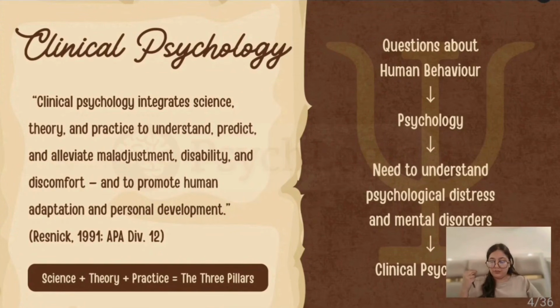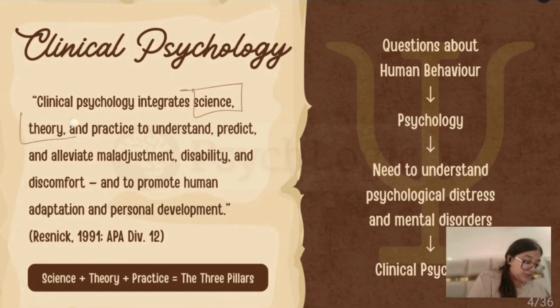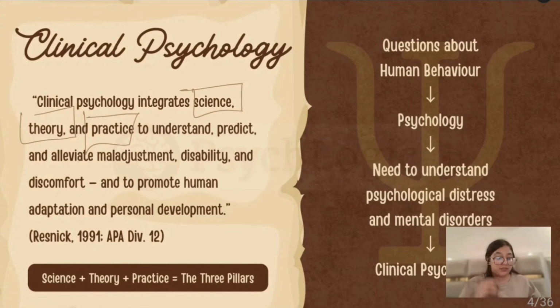So, to understand it, there are 3 major terms from Resnick's definition: science, theory, and practice. 3 important terms, 3 pillars of clinical psychology. What do we understand by these terms? Science means the field of clinical psychology is evidence based. We don't go about talking about things based on our intuitions. We have scientific methods, we have standardized assessments, we have research evidence to say those things.